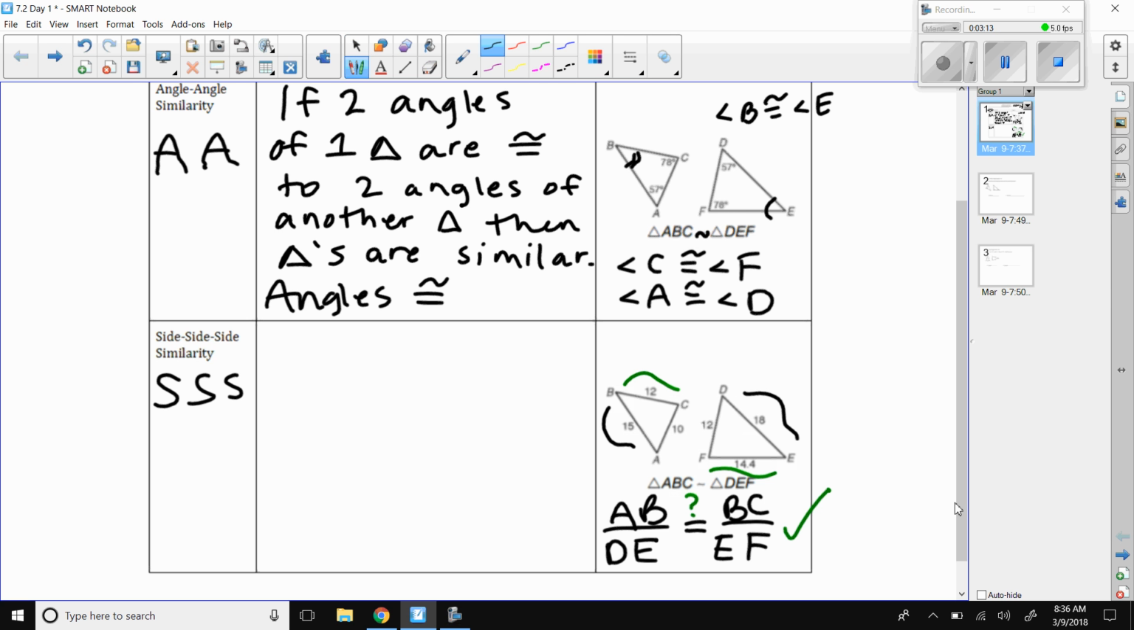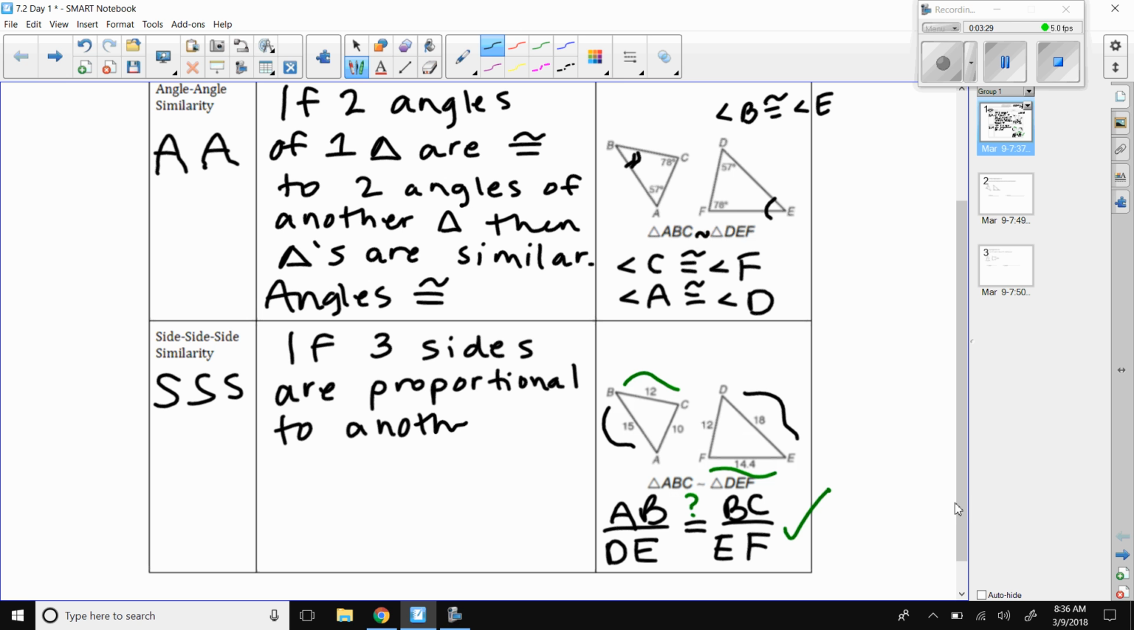So if three sides are proportional to another three sides, then the triangles are similar. Okay, they're okay by the proportion standards.